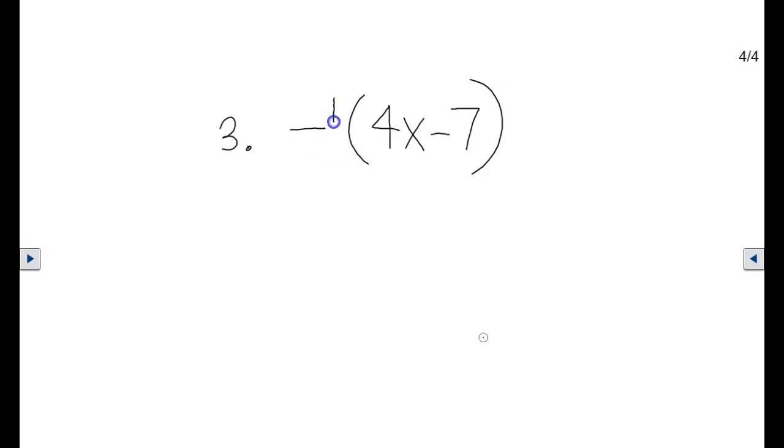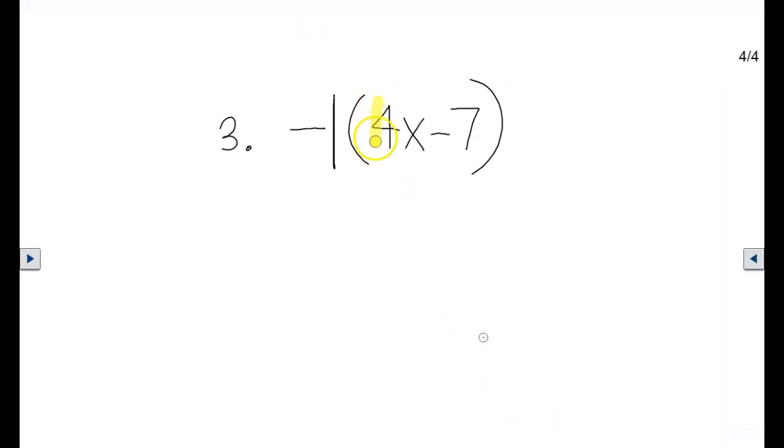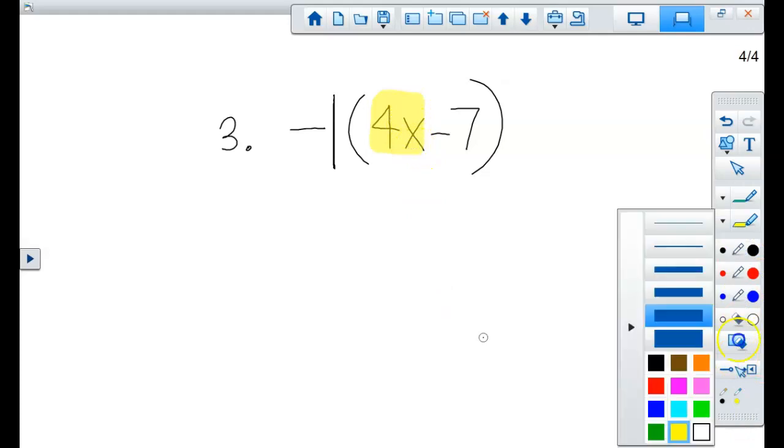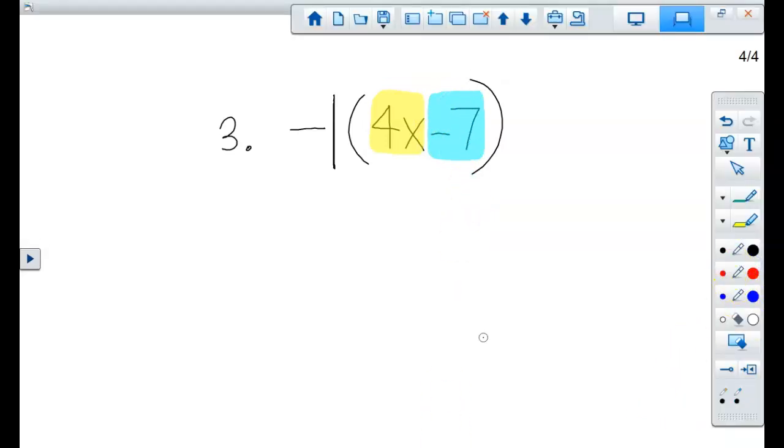So remember, we've talked about this. That means there is a 1 there. And I want you to write that 1 there. So we are distributing a negative 1. What are my group members? Well, my first group member is the 4x. That's the first thing inside the parentheses. I'm going to let that minus sign stay with that 7. So the second member of my group is that negative 7 that I see there. Each one of those members is going to get multiplied by this negative 1.